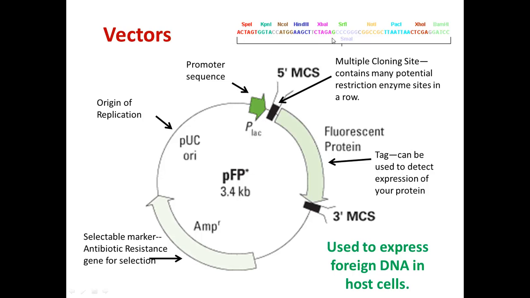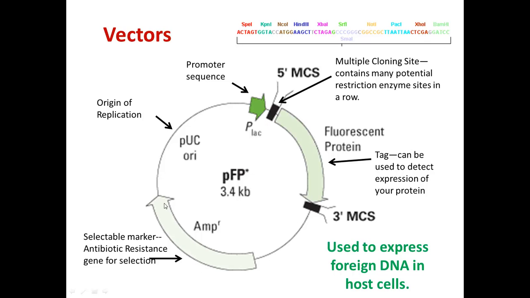So here you can see an example of a multiple cloning site. So we have sites for the restriction enzymes SpeI, KpnI, NcoI, HindIII, and so on and so forth. And this is so that you have lots of options to insert your gene of interest. We have lots of options that we can cut that DNA with so that we can insert it.